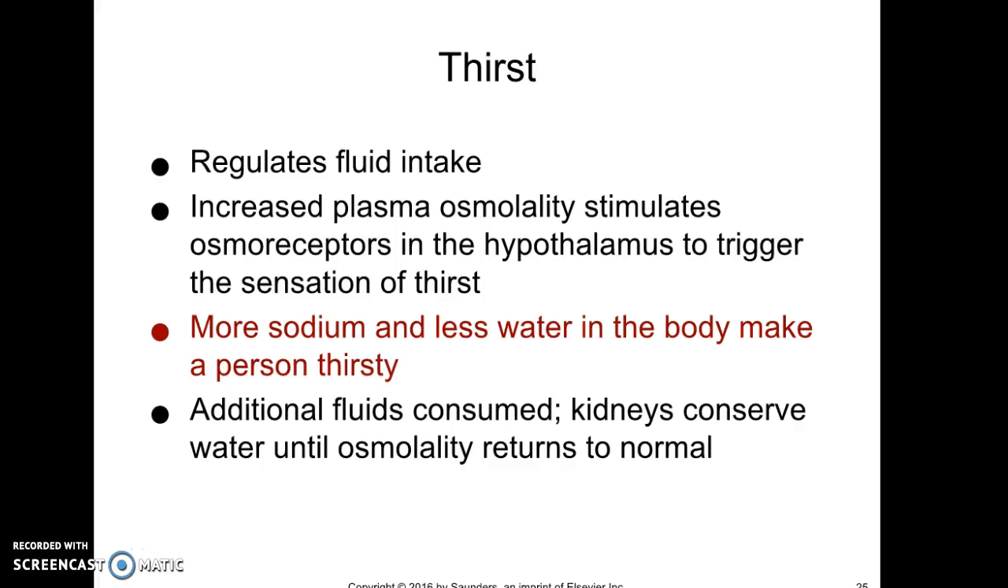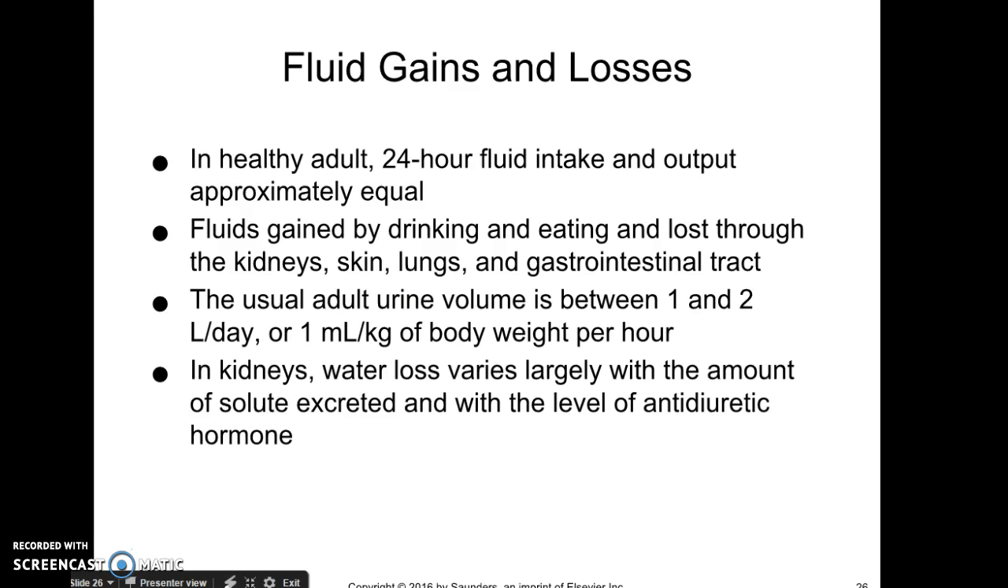Another regulatory mechanism that we don't want to forget about is thirst. This also can increase or decrease our plasma osmolality. And when there's more sodium and less water in the body, it makes a person thirsty. That's controlled by the hypothalamus, which triggers us to drink additional fluids to try to increase our volume or else decrease the osmolality if we have too concentrated of a solution.